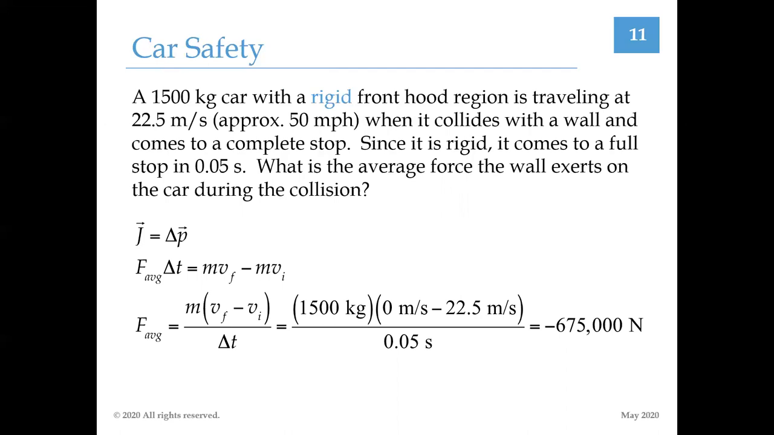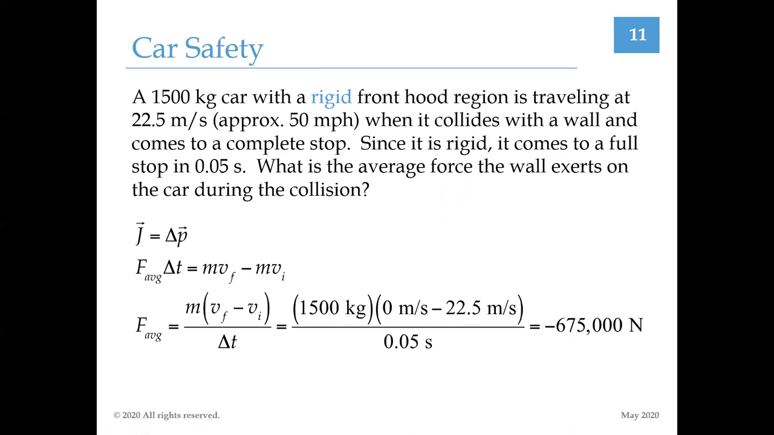How we would do this is I would say, okay, J is our impulse. That's our change in momentum. We know that J is equal to the average force times delta t, and that's equal to the change in momentum, which is m times velocity final minus m times velocity initial. Now we solve for F average. We basically just divide both sides by delta t. So F average is equal to m times the quantity of velocity final minus velocity initial, all divided by delta t. Plugging in our numbers, we have 1,500 kilograms for the mass of the car, 0 meters per second for our final velocity because we come to a complete stop, 22.5 meters per second as our initial velocity because that's how fast we were moving initially, and 0.05 seconds for delta t because that's the time over which this car takes to stop.